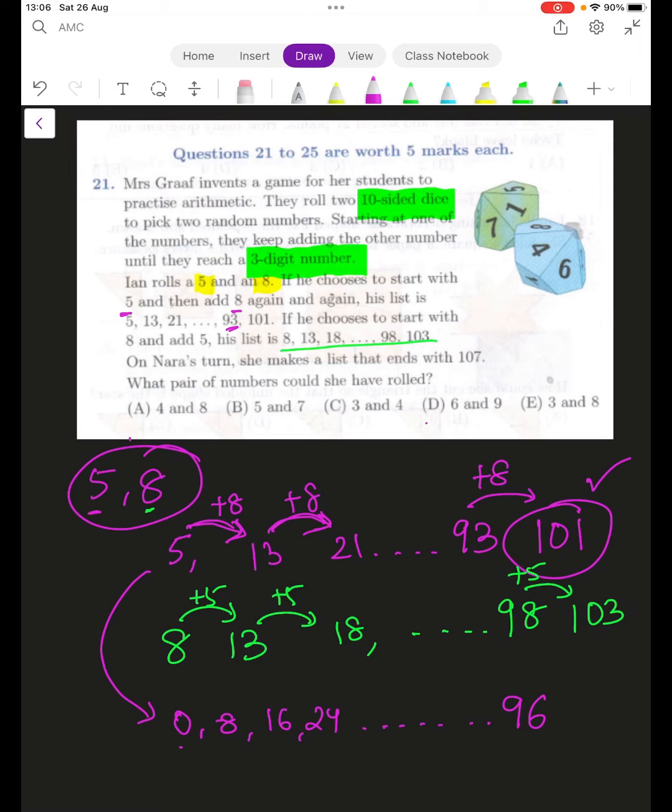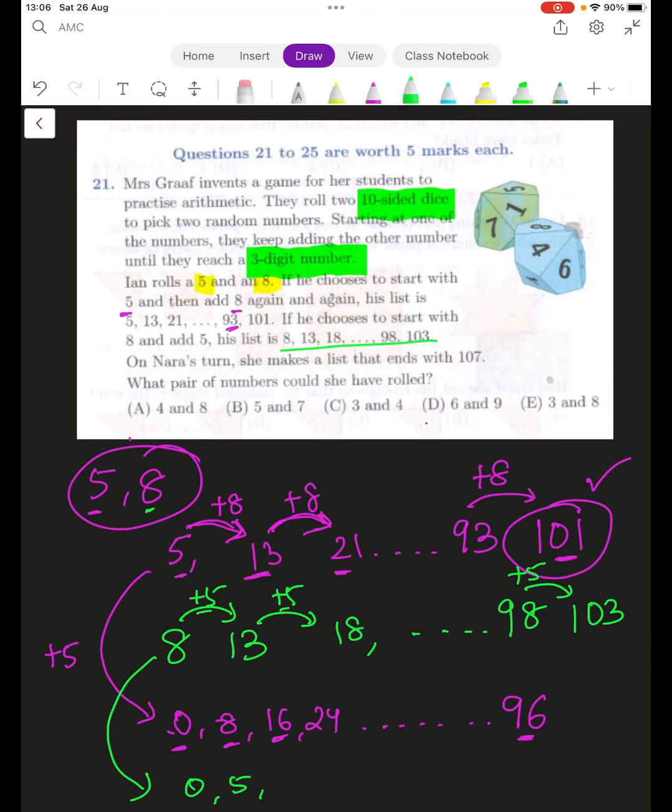Normally our counting starts from 0, but because we started from a 5, we deferred our series by 5. That means to this series you add 5 to each term, and you can see the 0 changes to 5, 8 becomes 13, 16 becomes 21, 96 changes to 101. And this can help with our actual understanding and working out the series.